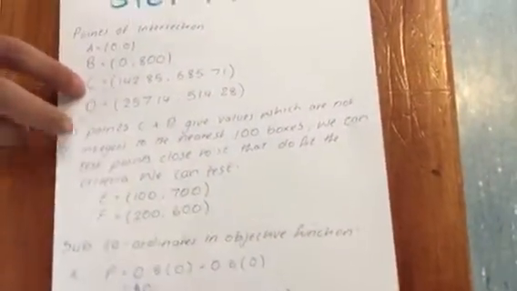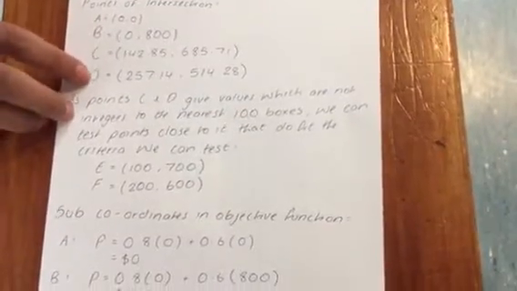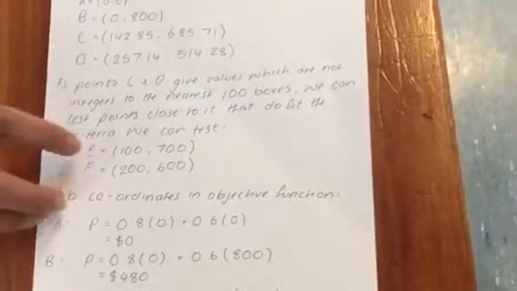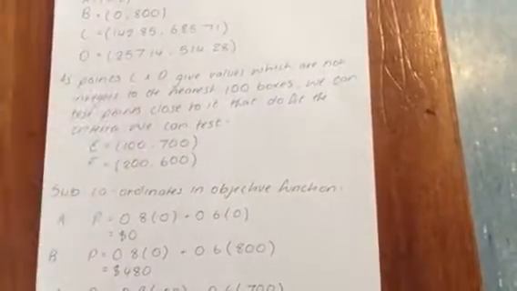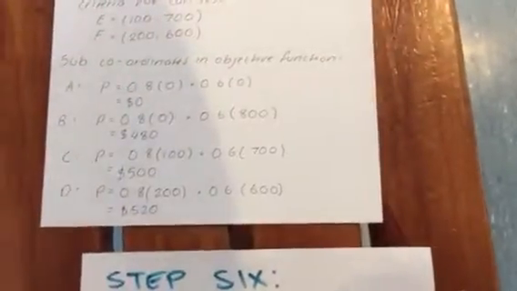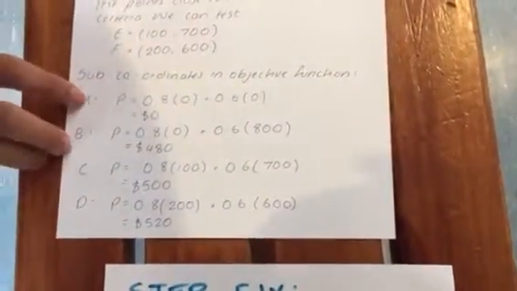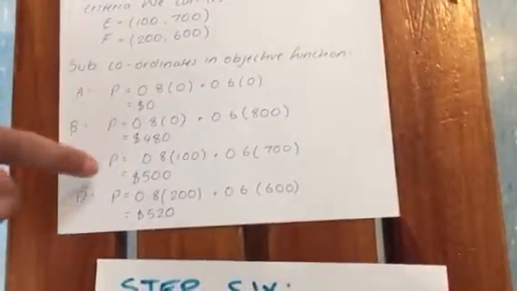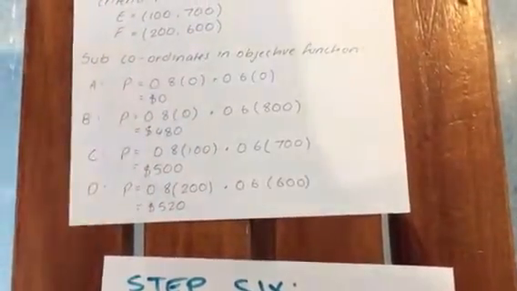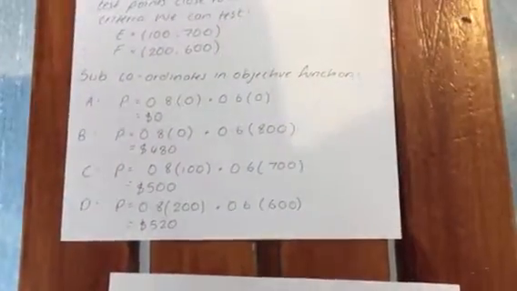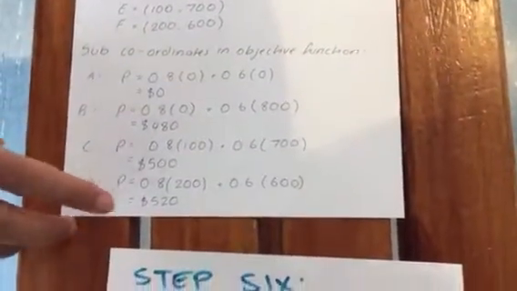To do this, we find the points on the graph which are closest to these points. So we've got E 100, 700 and F 200, 600. You then substitute these coordinates into the objective function to find out how much profit each one makes. And doing this, we found that the mix makes a max of $520.